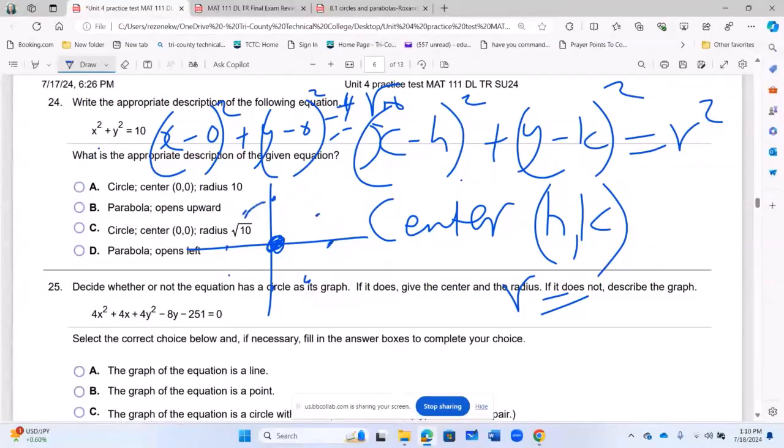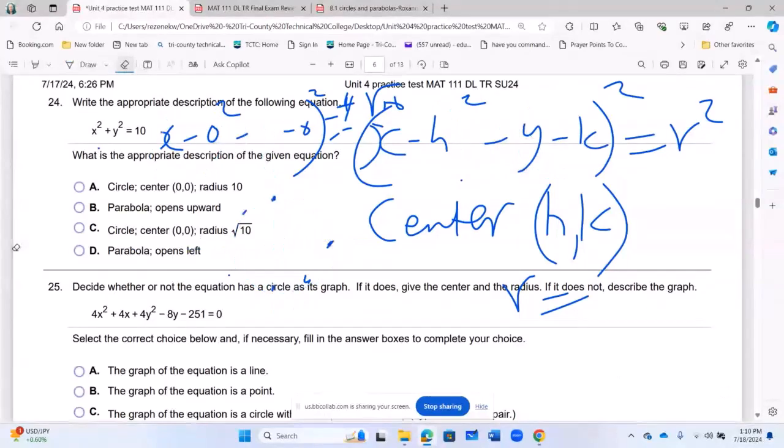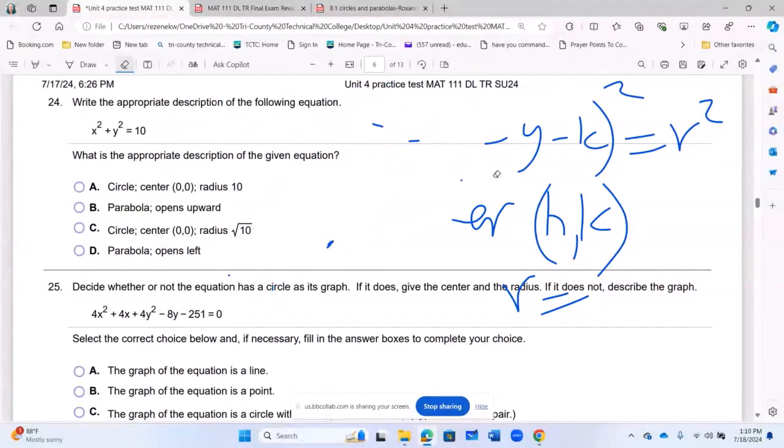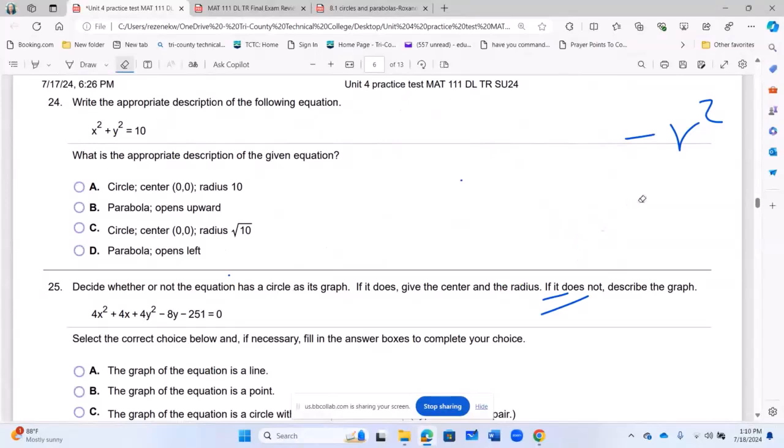Okay, so I got a circle, and then I can find the radius. But anyway, let's go to the one where we need to complete the square, because you know how to complete the square from high school. So circles and parabolas will not be a big deal, but you have to recognize them. So let me look at this question.